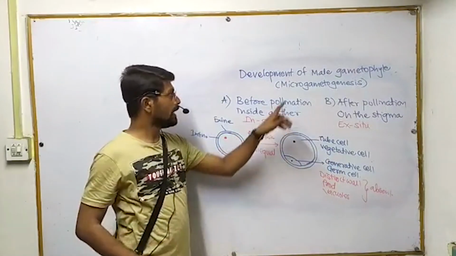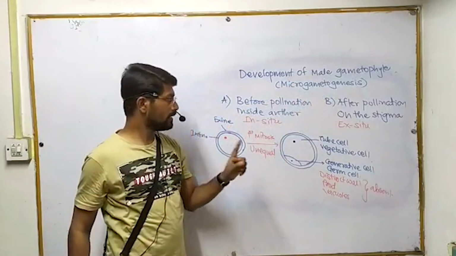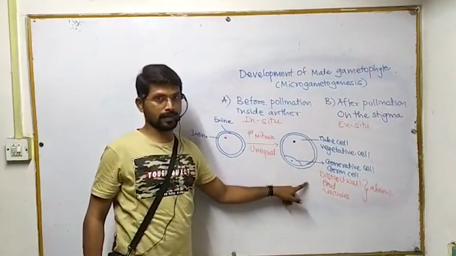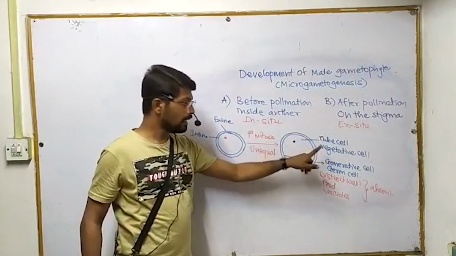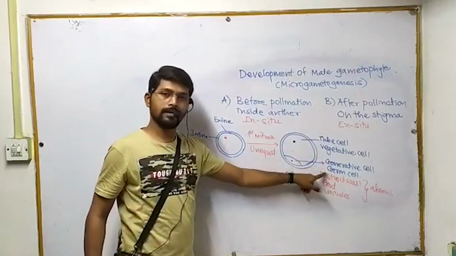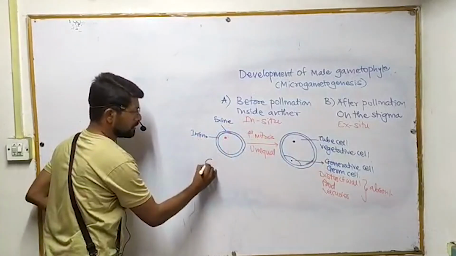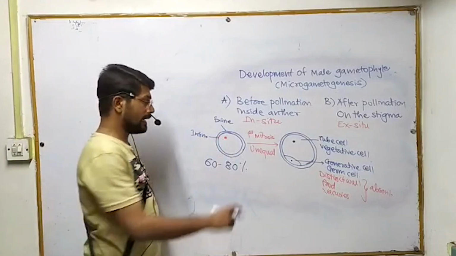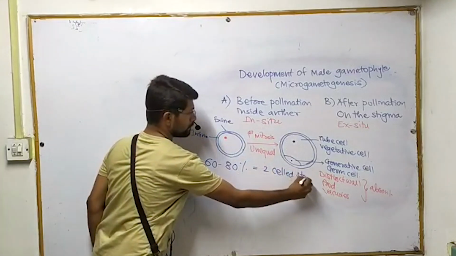As we have discussed, development of male gametophyte requires two mitotic divisions. Out of that, one is completed, and therefore this structure is called a partially developed male gametophyte. The partially developed male gametophyte has two cells. One is called tube cell, another is called generative cell, or you can use other terms like vegetative cell and germ cell. In most angiosperms, say about 60 to 80% of angiosperms, the pollen grains are released at this particular stage, which is called the two-celled stage.